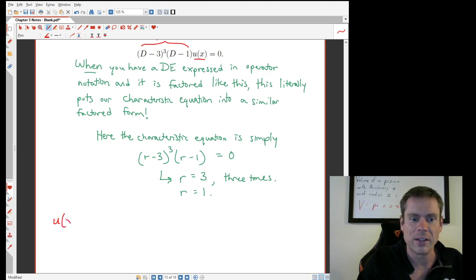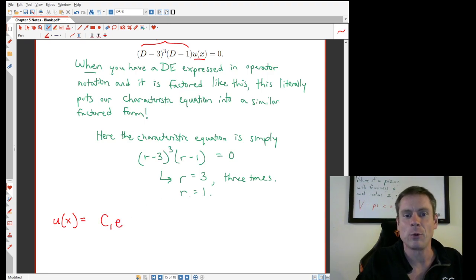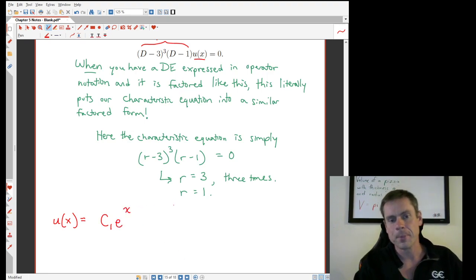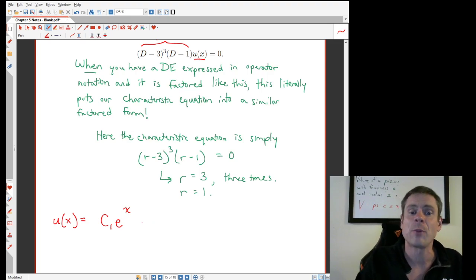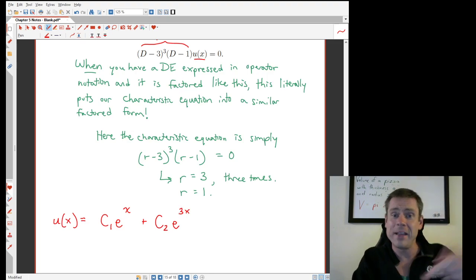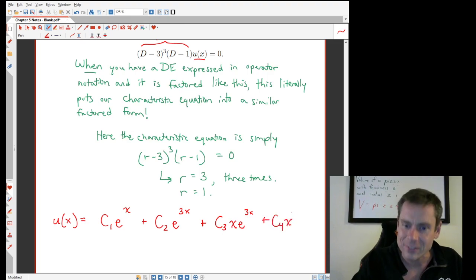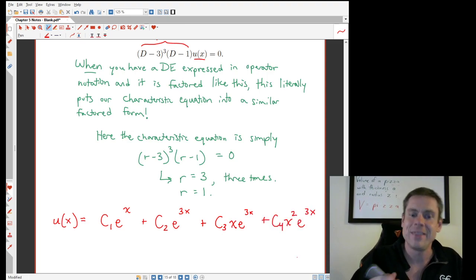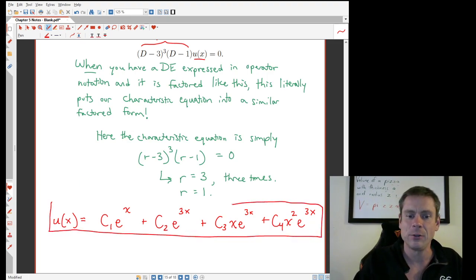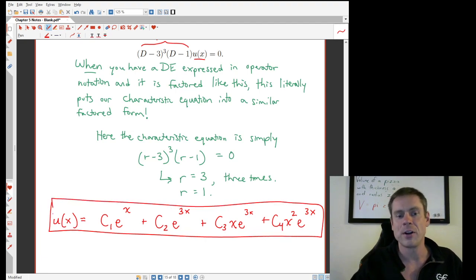So it looks like my solution is u of x equals, I'm going to write c1 e to the x first, for r equals 1. And then r equals 3 three times. Let's remember how this works. I get a c2 e to the 3x. It's repeated again and then repeated again further. I'm going to get c3 x e to the 3x. I'm going to get c4 x squared e to the 3x. And that's going to do it for my solution. 4 linearly independent solutions, all added up with arbitrary constants out front.